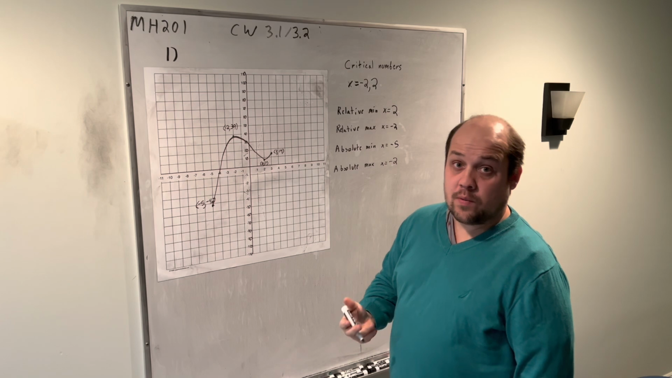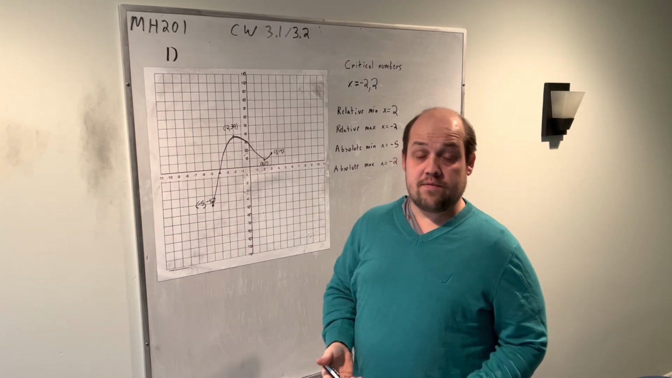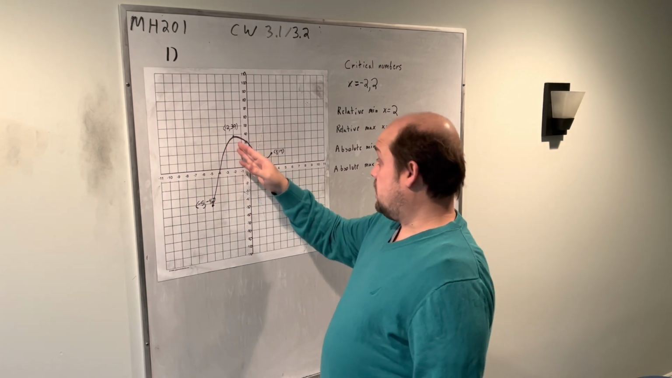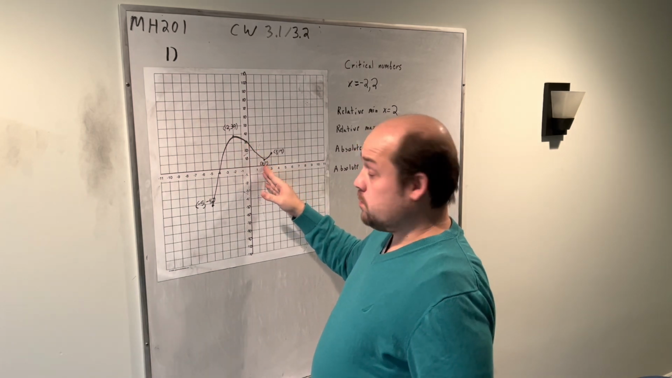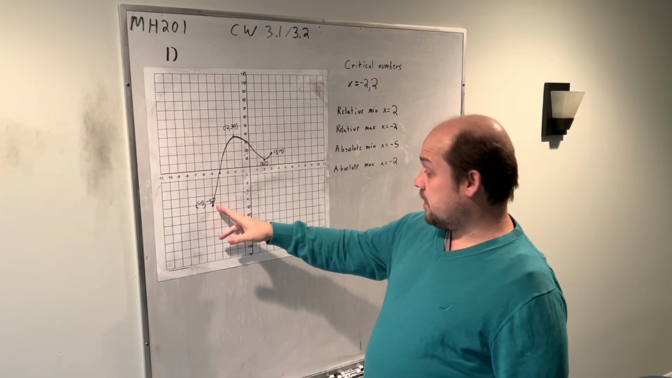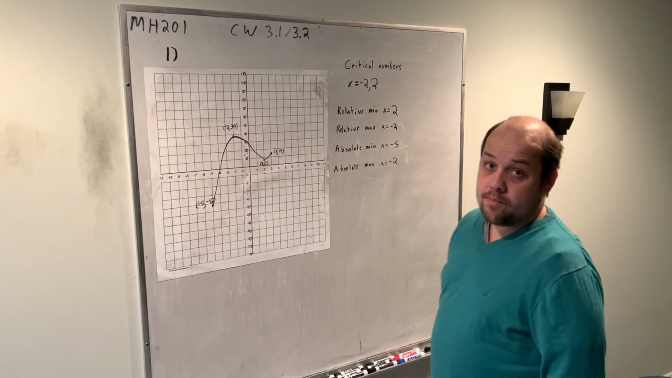When we do these without seeing the graph, we're going to need to identify critical values by taking the derivative of the function and setting it equal to 0. We can then find the critical values this way, plug them into the original function to find the y value, but we still always have to compare it to the endpoints when we're considering absolute min and absolute max.